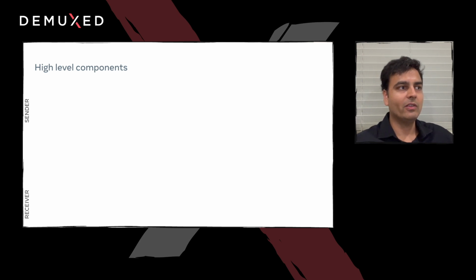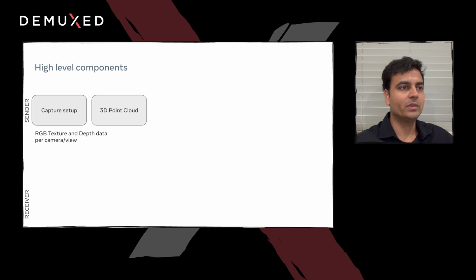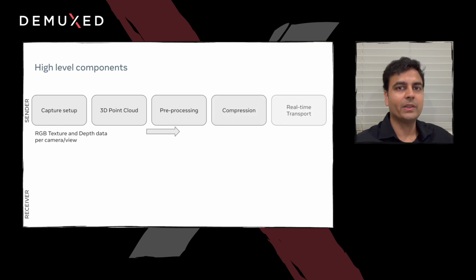Let's take a look at the high-level components first, both on the sender and receiver side. First, you have the capture setup, where each camera and each sensor is capturing the RGB texture and depth data for a specific angle. All of this data helps form a 3D point cloud. After that, the data will need to go through some pre-processing. We may need to reduce some noise, generate some segmentation masks, etc. Then the data will need to be compressed and sent over the internet using some real-time libraries such as WebRTC.